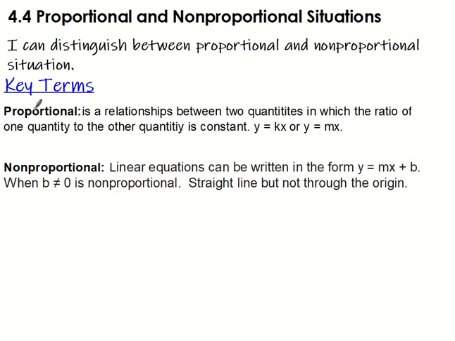Just as a reminder, proportional relationships are between two quantities in which the ratio of one quantity to the other quantity is constant. It's in this form of the equation, the one that doesn't have plus or minus: y equals kx, or now, since we know that k basically means m, y equals mx. The non-proportional ones are still linear, but they're written as y equals mx plus b, where it could be plus or minus. B can't be 0, because if it's 0, then it's proportional. It's a straight line, but it does not go through the origin.